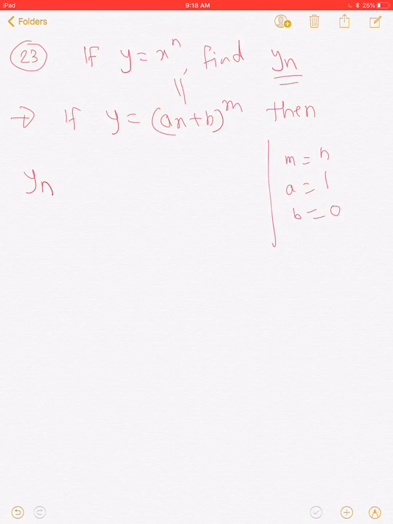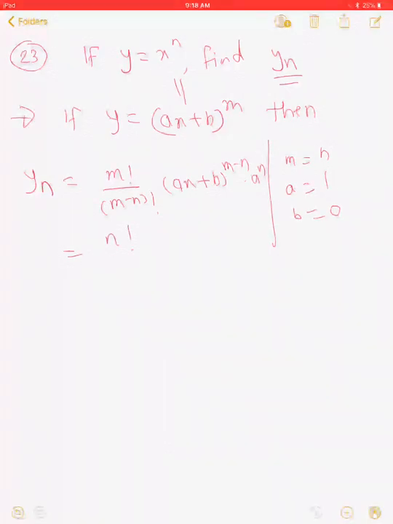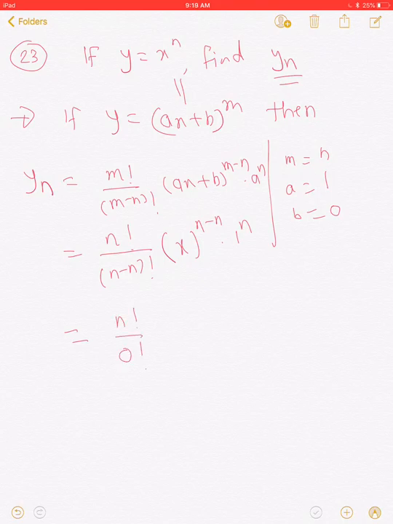So in this case, the nth derivative of y is m factorial upon (m minus n) factorial into (ax plus b) raised to the m minus n into a raised to the n. Here the value of a is 1, m is equal to n. As m is equal to n, this becomes n factorial upon (n minus n) factorial into x raised to the n minus n into 1 raised to the n. So this is n factorial upon 0 factorial into x raised to the 0 into 1.